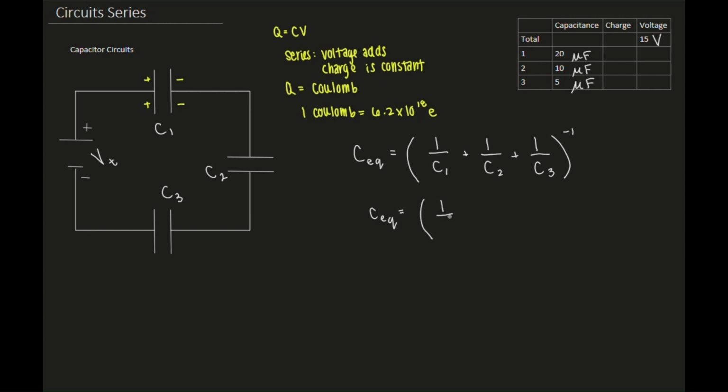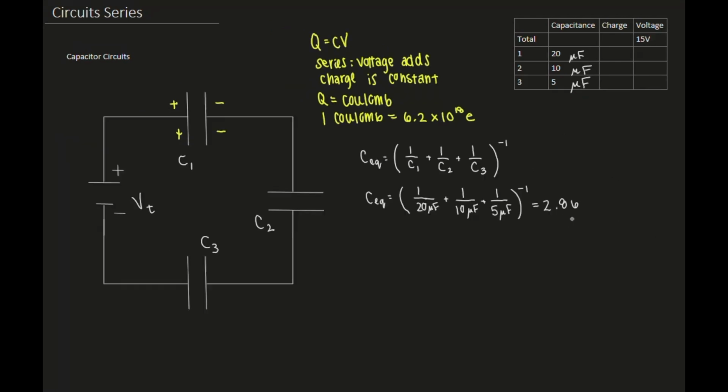We can calculate the total capacitance by simply plugging this in. We have 1 over 20 microfarad plus 1 over 10 microfarad plus 1 over 5 microfarad, all of that to the -1. If we plug it into our calculator, we get, roughly rounding, 2.86 microfarad. Then we can use our equation that the charge is equal to the capacitance times the voltage to figure out our missing charge.